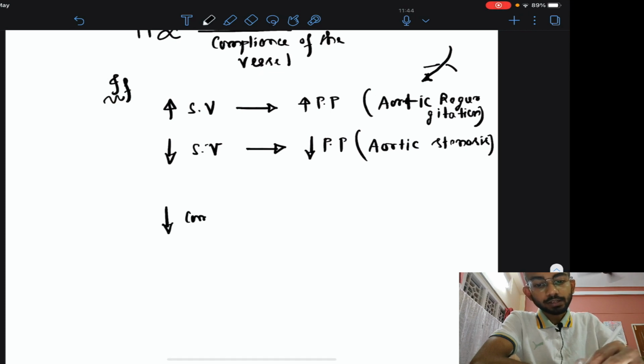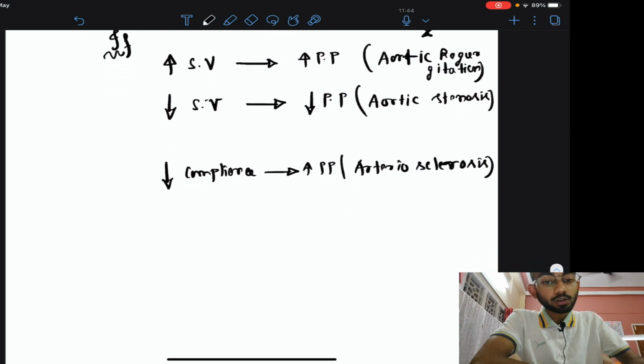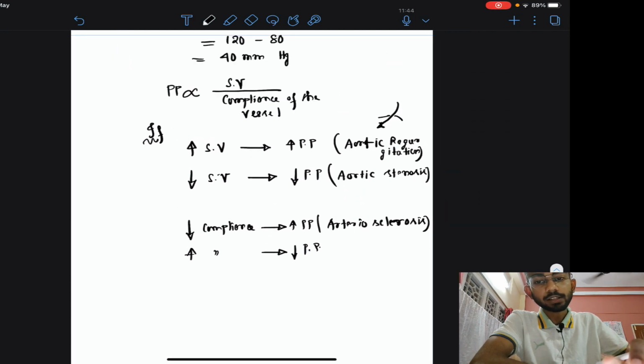Similarly, if there is decreased compliance of the vessel, then there will be increased pulse pressure. What is that condition? That condition is arteriosclerosis. Because if there is sclerosis of the artery or the aorta actually, then the compliance of the aorta will decrease, and in that case the pulse pressure will obviously increase. And if there is increase in compliance, then there is decrease in pulse pressure, because they're inversely related, guys.